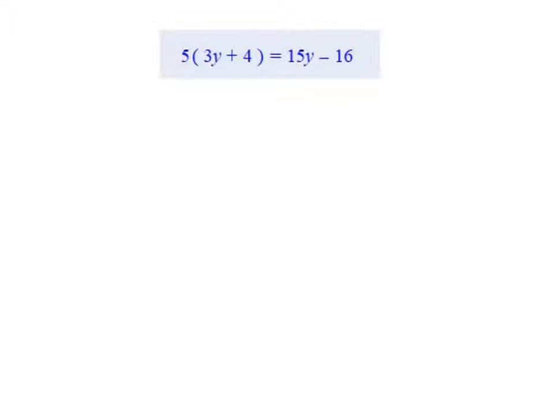Here's our next example, and these are just going to gradually get a little bit more involved. So on this one we have parentheses involved. The very first thing we want to do is get rid of those parentheses by distributing. 5 times 3y gets me 15y, plus 5 times 4 is 20. Once you distribute, you're rid of those parentheses and you're back to just a normal problem where you would be solving. And that means I want to get my y's together on both sides.